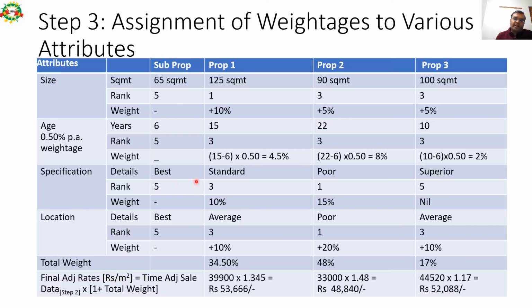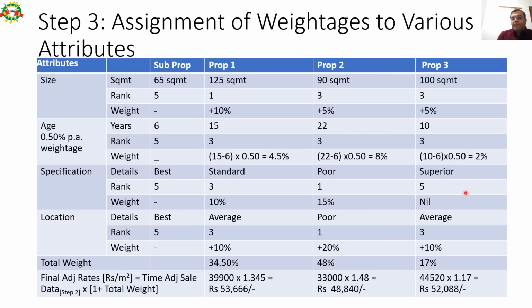So this ranking is high. So we have to increase property prices by at least 10% to make it equivalent to the best ranking. Likewise, in case of property 2, it has a ranking of 1 in terms of specification, which is a poor ranking. So we have to increase property prices by 15% to make it equivalent to the best ranking.